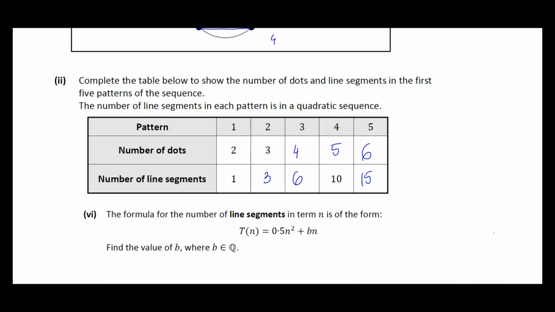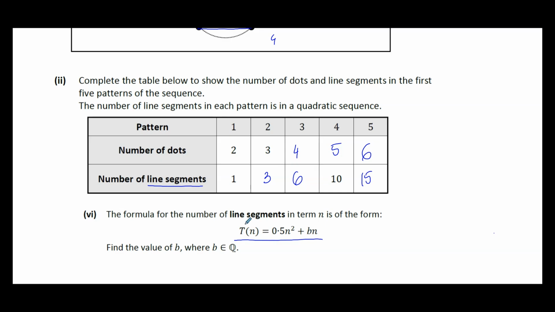Now, in this part of the question, we have the formula for the number of line segments. So now we are looking at line segments in terms of n, of the form given. So they are very good. They give us a formula for what? How many line segments we have in any pattern we want. That's what it means. Therefore, we have to find the value of b.